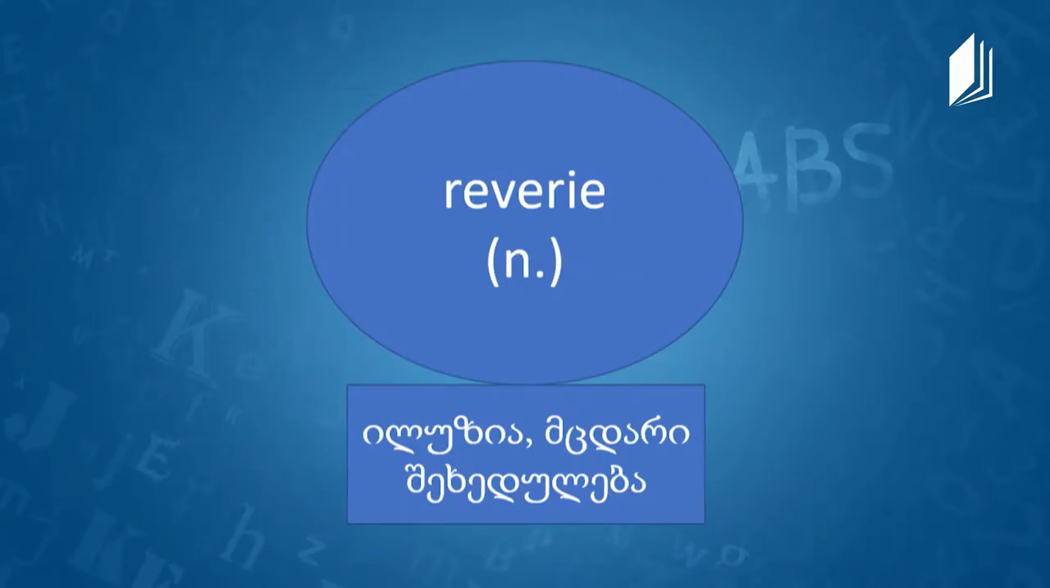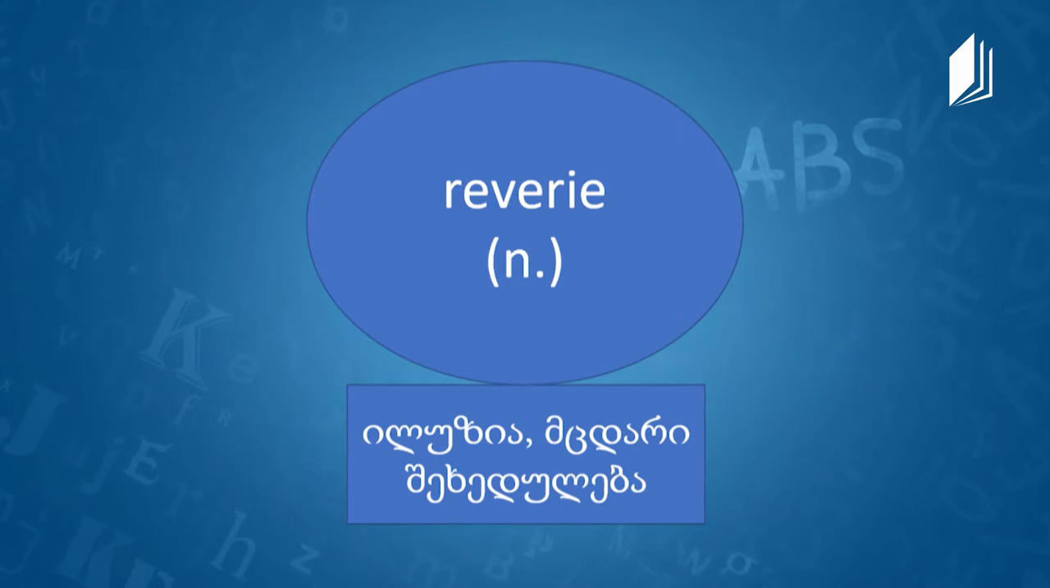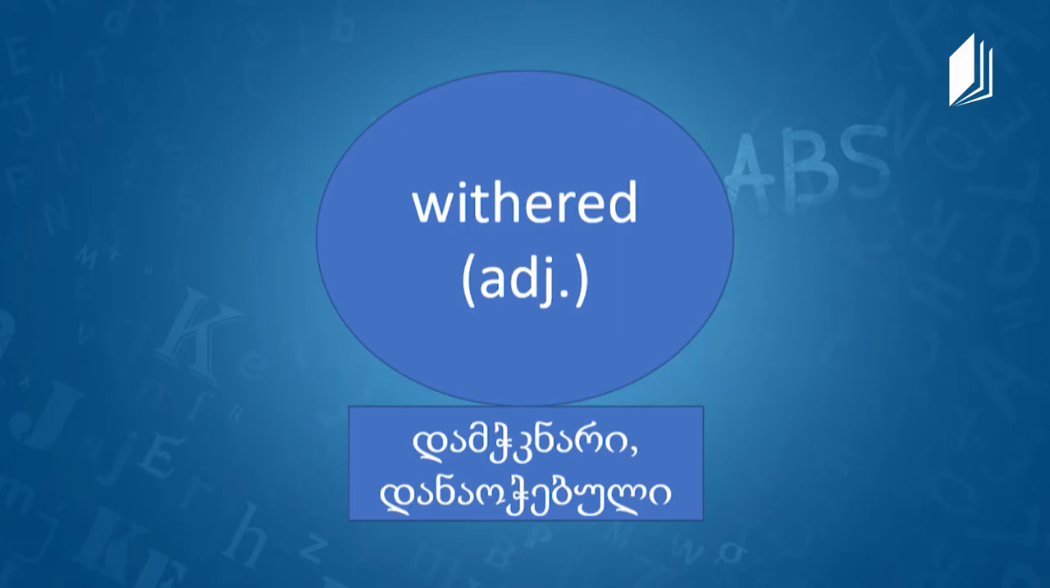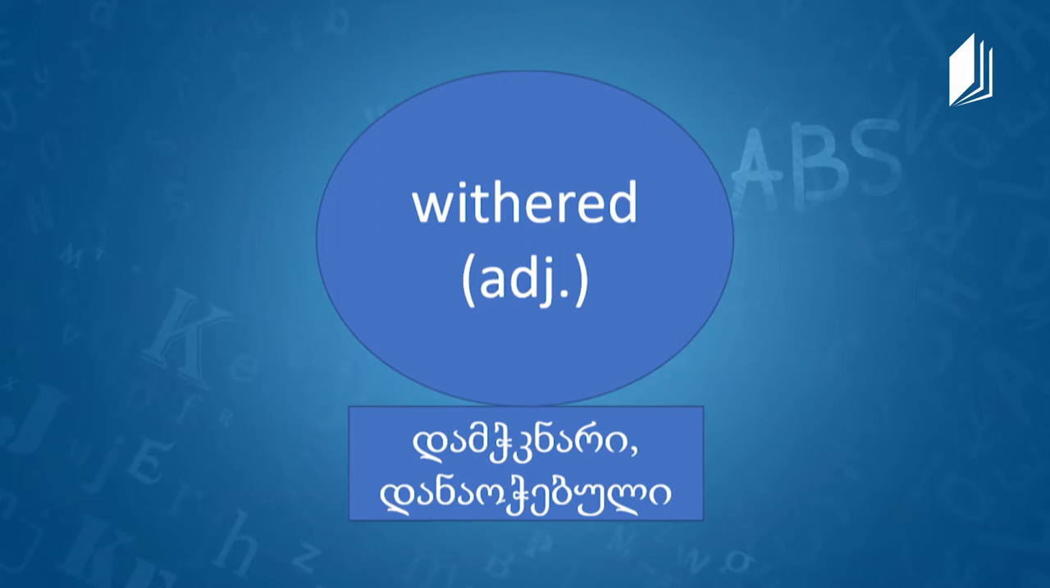Our next noun is reverie. Reverie. It's a nice, lovely word. A fantastic or visionary or even impractical idea. Our next word is an adjective. Withered. The meaning of this is that when something shrivels, fades away, decays. For example, a plant.